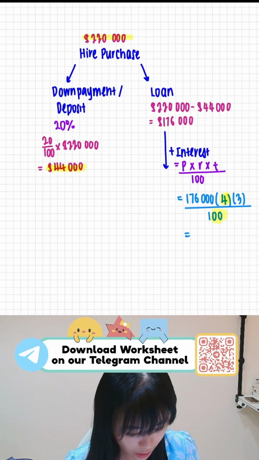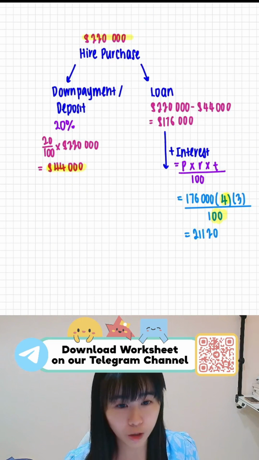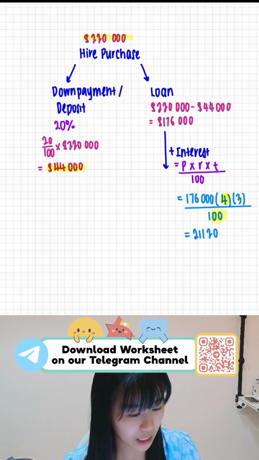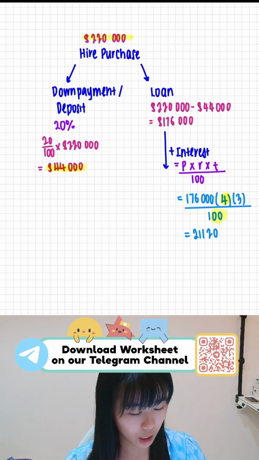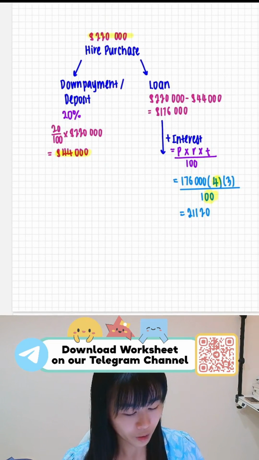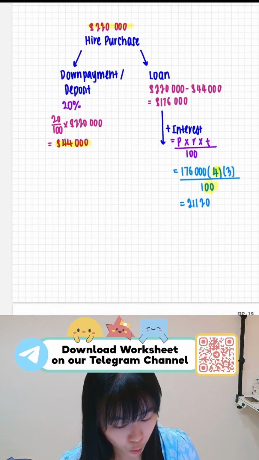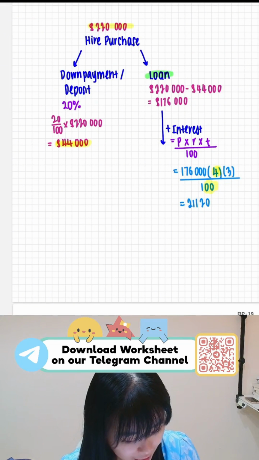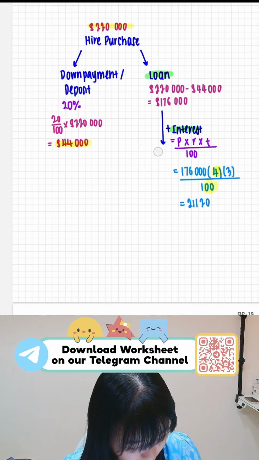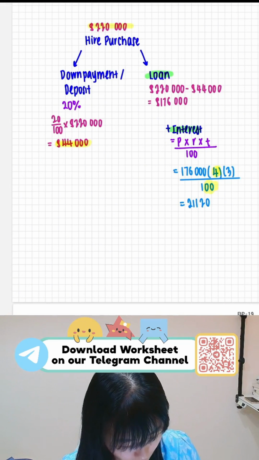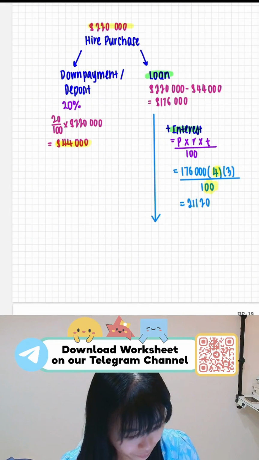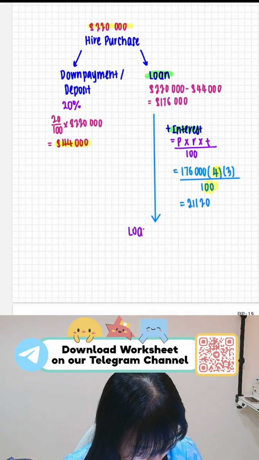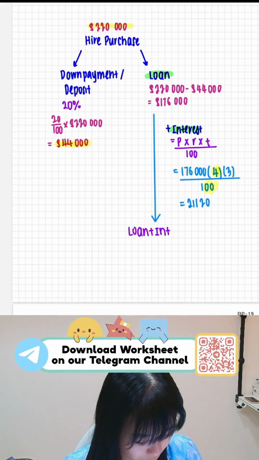Your interest is 21,120. That's the amount they earn for lending money to you. Okay, so what happened? Loan plus interest, everybody, will give you this new term that you must know the name of. I'm going to write it down. Loan plus interest will give you this thing.